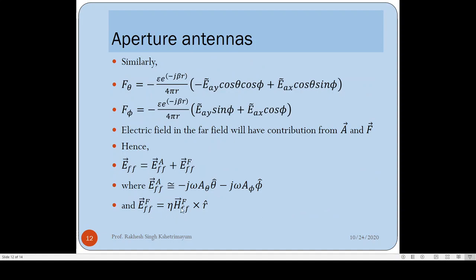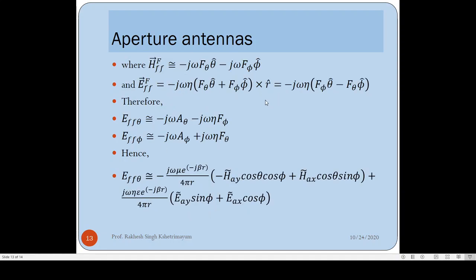So you can use this relation to find the electric field, and you do the cross product. Finally, the electric field will have two components, theta and phi, and you can find the theta and phi components from the relation you have here. So you can write down the expression for the electric field in the far field. The theta component is minus j omega A theta minus j omega eta F phi.